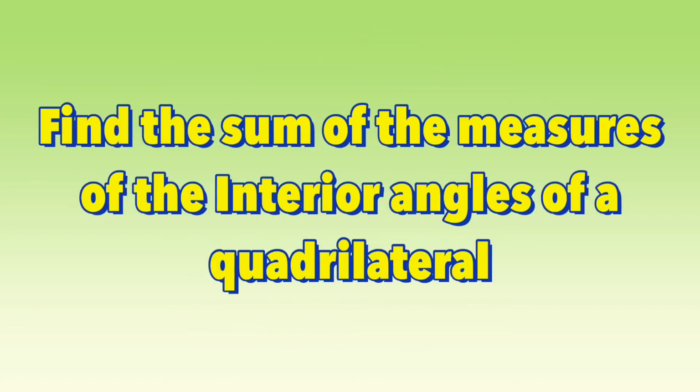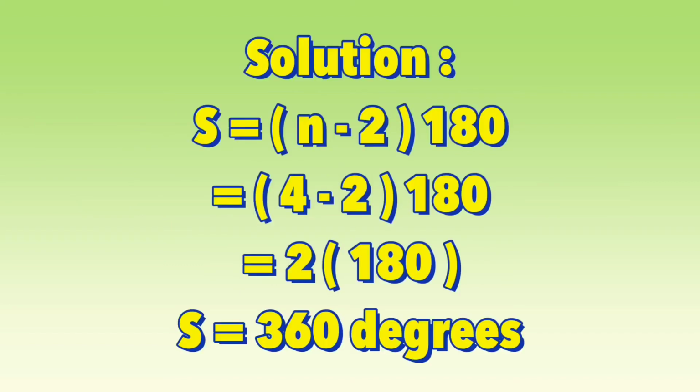Okay, the second problem, find the sum of the measures of the interior angles of a quadrilateral. So when we see quadrilateral, it is 4 sides. So our solution to find the sum of the interior angles, we have S equals n minus 2 times 180. And we're going to substitute for n. It becomes 4 because a quadrilateral has 4 sides, minus 2 times 180. Then 4 minus 2 equals 2 times 180. So the sum of the interior angles of a quadrilateral is 360 degrees.